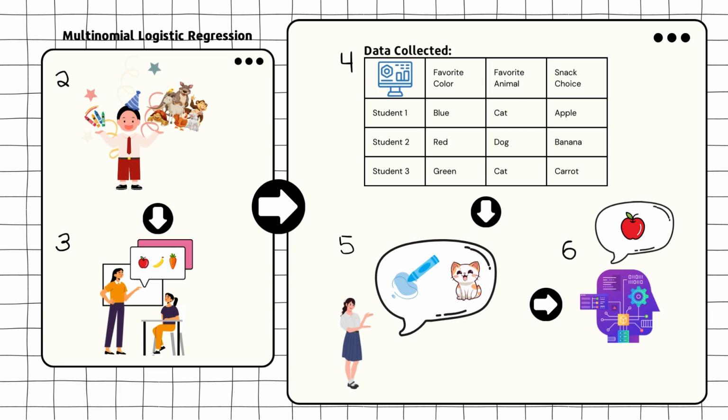So, in simple terms, multinomial regression helps us understand how different factors, like favorite color and favorite animal, relate to predicting multiple outcomes, like which snack a student will choose.